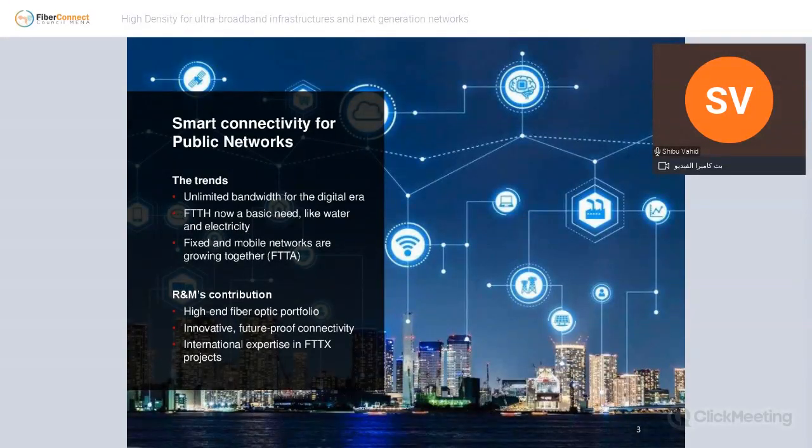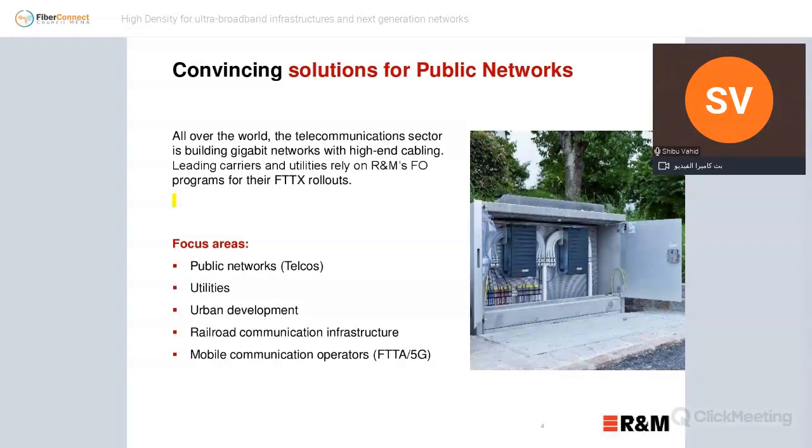We are contributing our part to the smart network connectivity for the public networks. Basically, you know that FTTH is no longer a luxury. It has become a basic need like water and electricity. And R&M is contributing a lot in terms of innovations and research and development in this field. We are offering a lot of different products in this segment. We are a solution-oriented company. Basically, we have the technocrats who can understand the requirements within the industry applications. And we develop solutions based on the focus areas like public networks, which is basically the ILEX and CLEX of every country, the utility companies, the city development projects, and the rail projects, and so on.